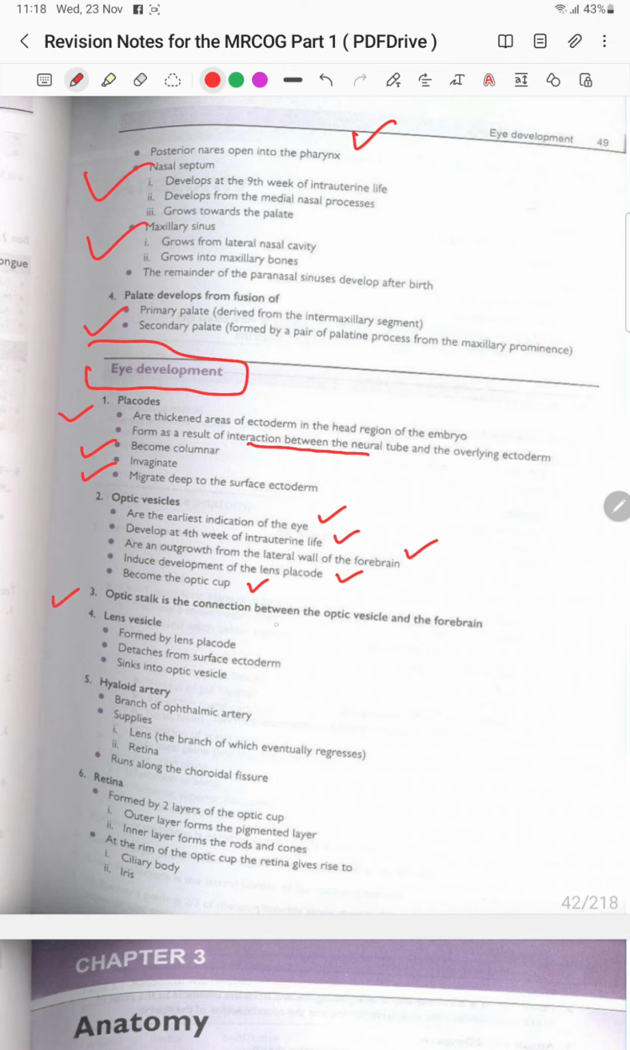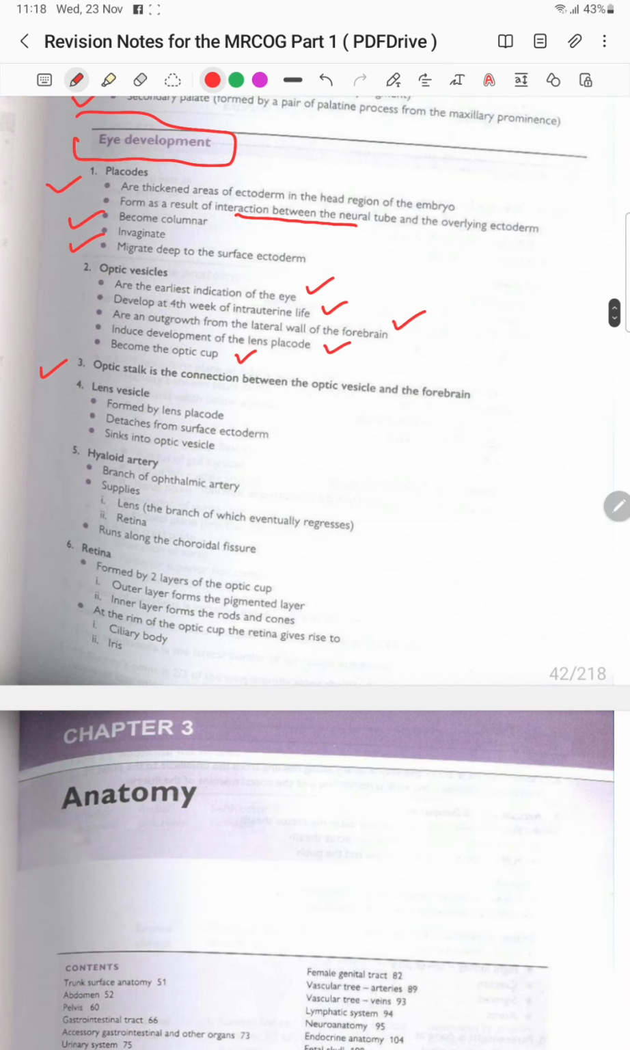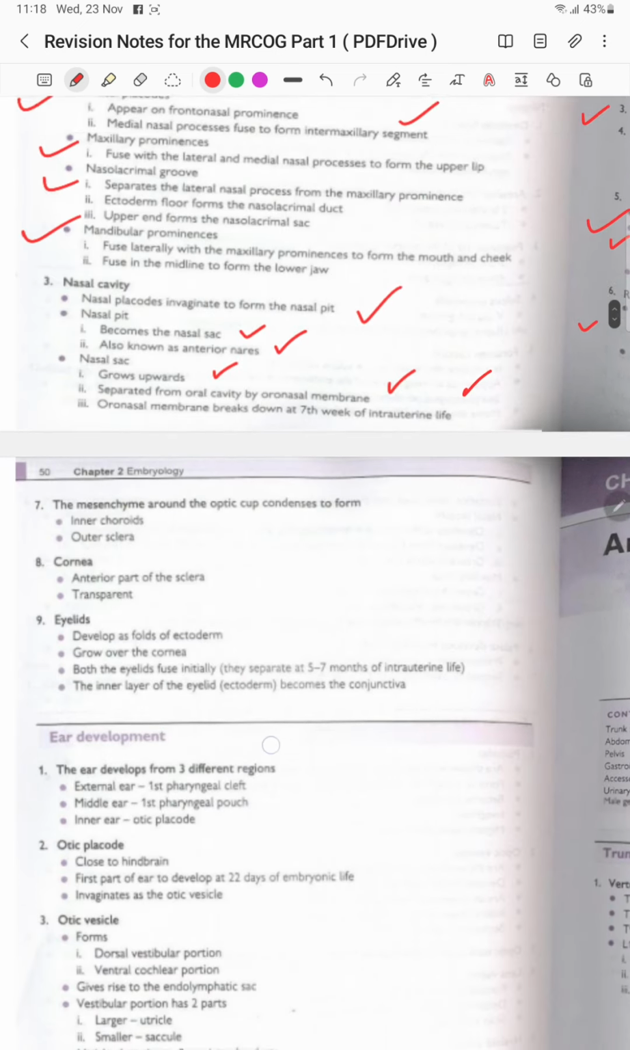The optic stalk is the connection between the optic vesicle and the forebrain, and the lens vesicle is formed by the lens placode, detaches from the surface ectoderm and sinks into the optic vesicle. The hyaloid artery, a branch of the ophthalmic artery, supplies the lens and retina and runs along the choroidal fissure. The retina forms from the 2 layers of the optic cup: the outer layer forms the pigmented layer and the inner layer forms the rods and cones. At the rim of the optic cup the retina gives rise to the ciliary body and iris.